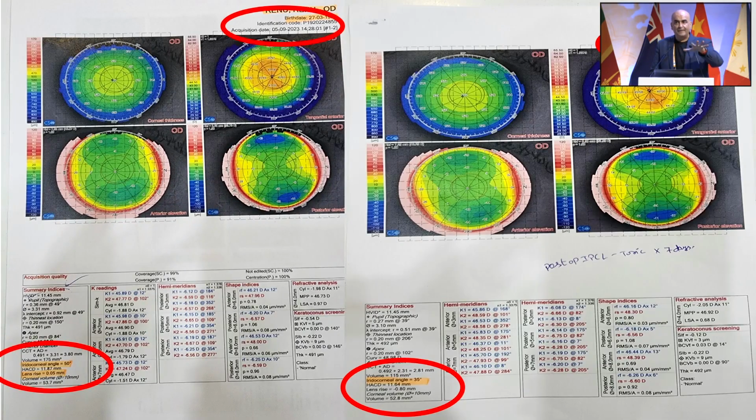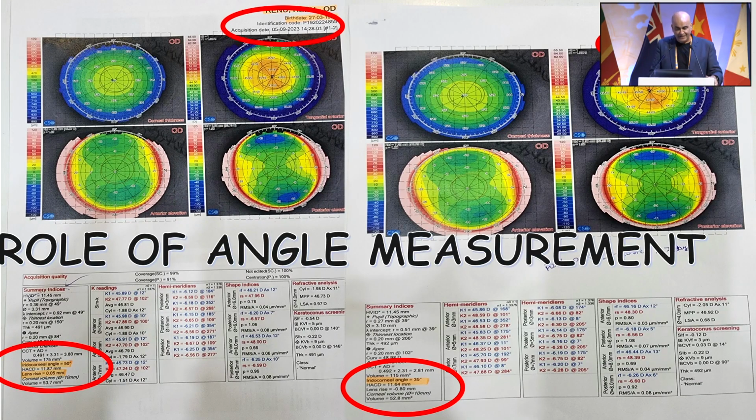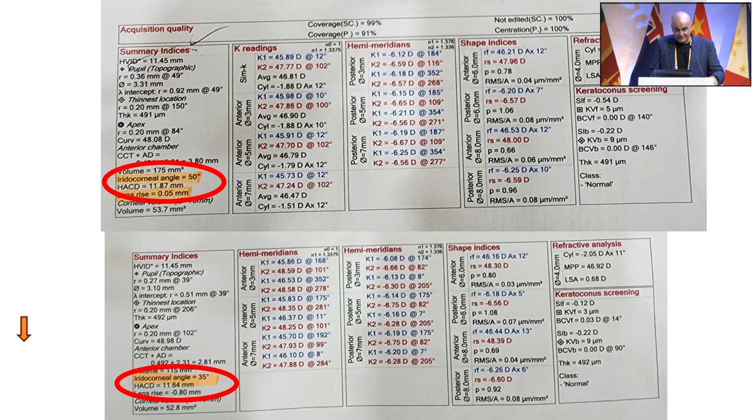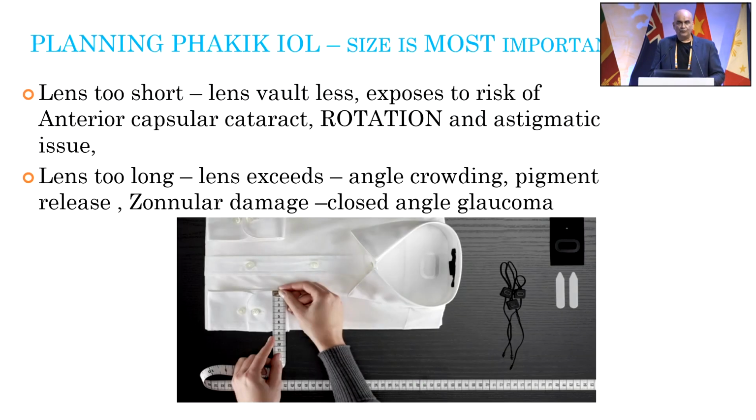Now, this is what happens to the angle when you actually put in a phakic lens. You see the angle here. The angle is 50 degrees. Post-surgery, it is 35. So we've seen that the angle goes down by 15 to 20 degrees after placement of a phakic lens. Ideally, if your phakic lens is vaulted by 600, 700, it will go down by 15. If the phakic lens is more vaulted than 800, it will go down by 20.